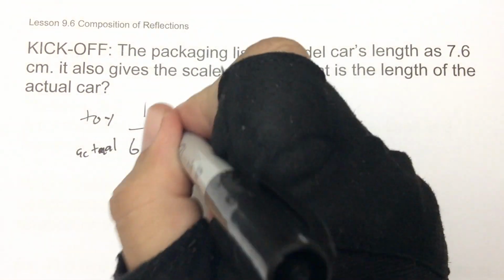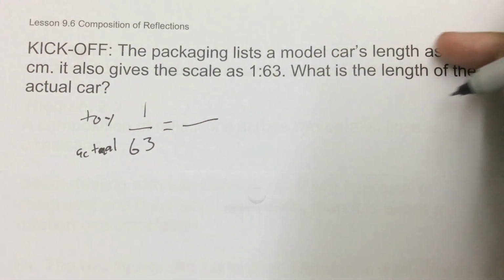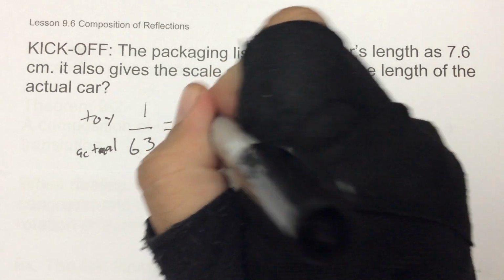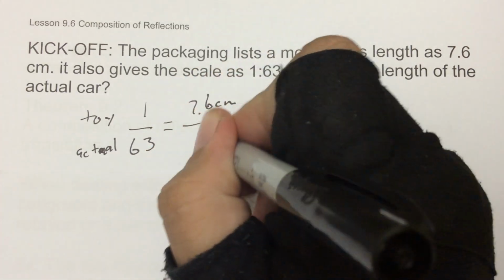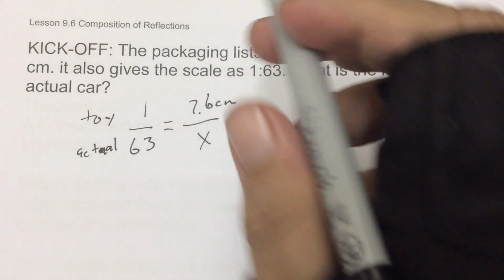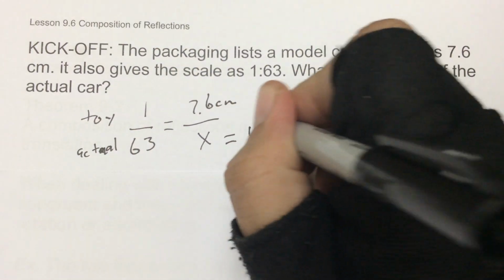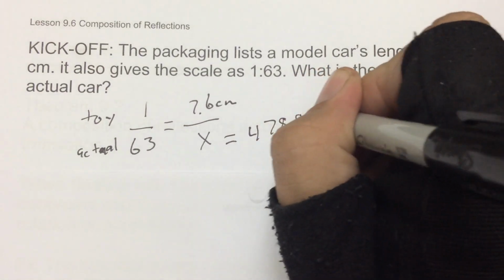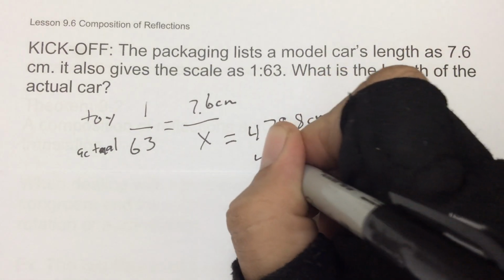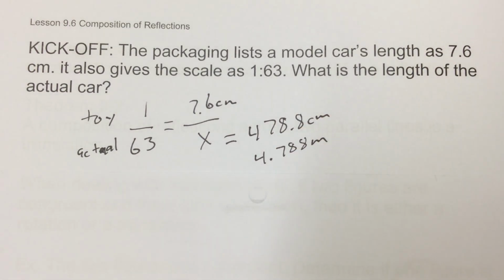Okay. So set up the proportion. The toy's length would go on top. So if they told us the model car is 7.6 centimeters, that's going to go on the top. We're looking for the bottom. So cross multiply and solve. We'd multiply these two, divide by 1. So x is just going to equal 478.8 centimeters, which is going to be 4.788 meters, depending on what units you want to use.